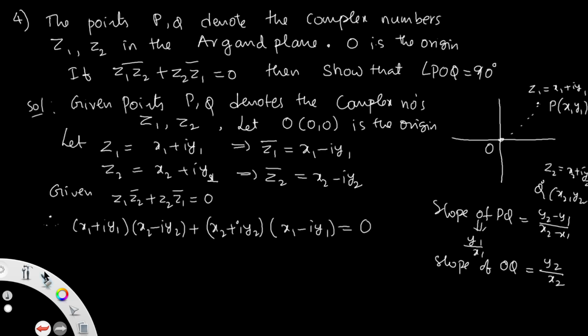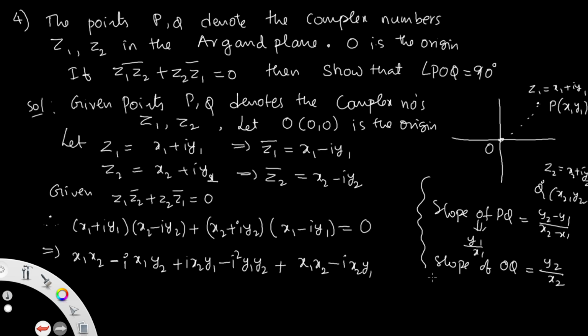Now simplify, that is x1 x2, just general multiplication, minus i into x1 y2, plus i into x2 y1, minus i square into y1 y2, plus next term, general term multiplication: x1 x2, minus i into x2 y1, x2 y1 next multiply with i, plus i into x1 y2, minus i square into y1 y2, equal to 0.